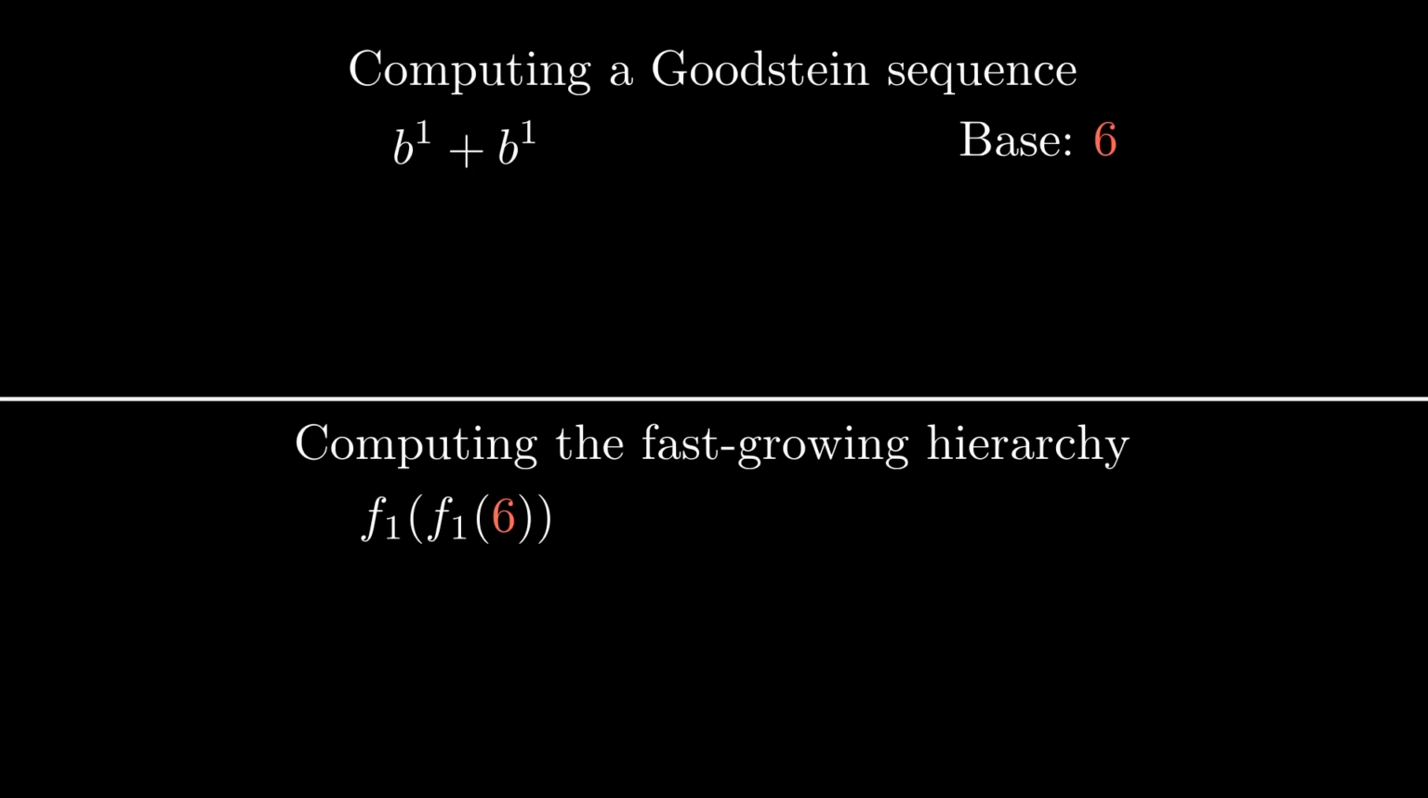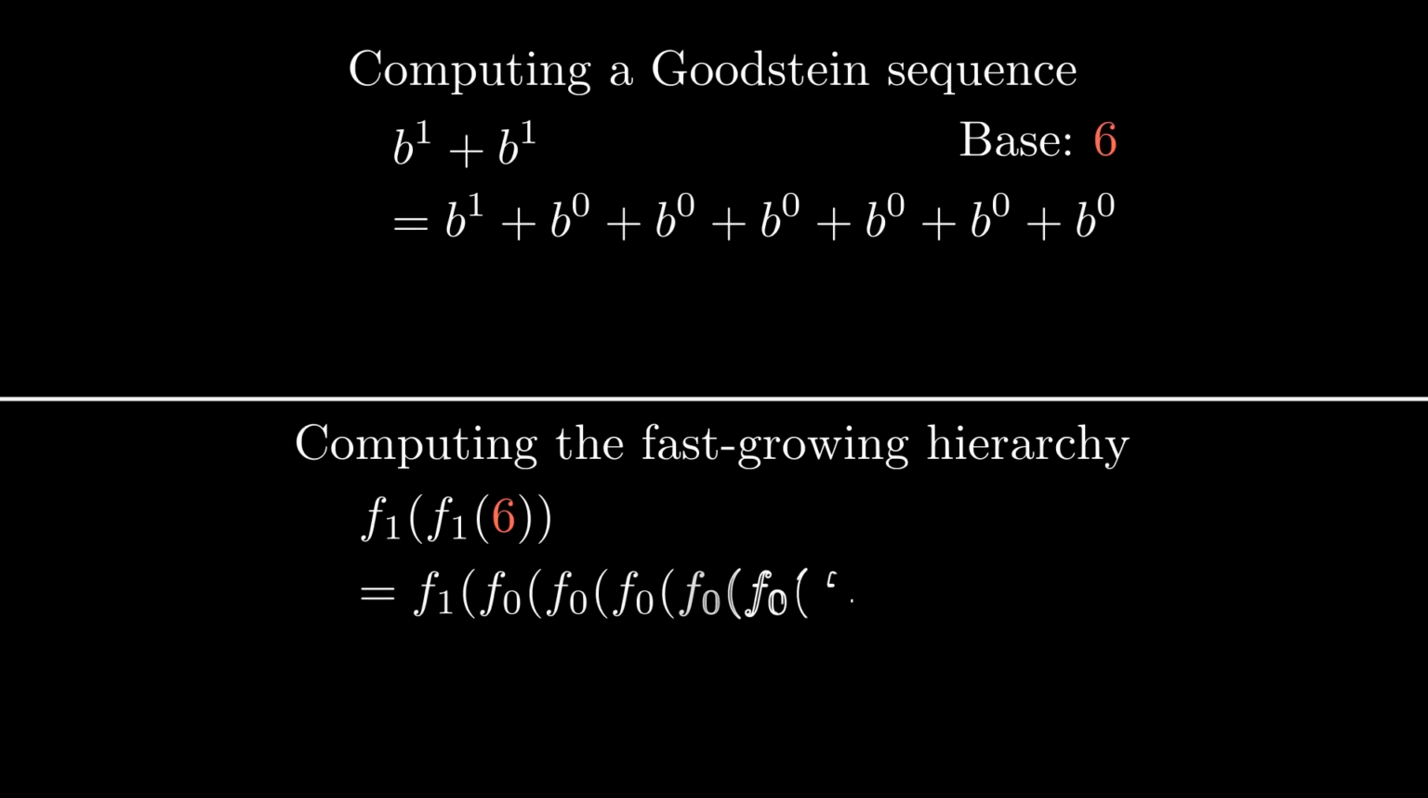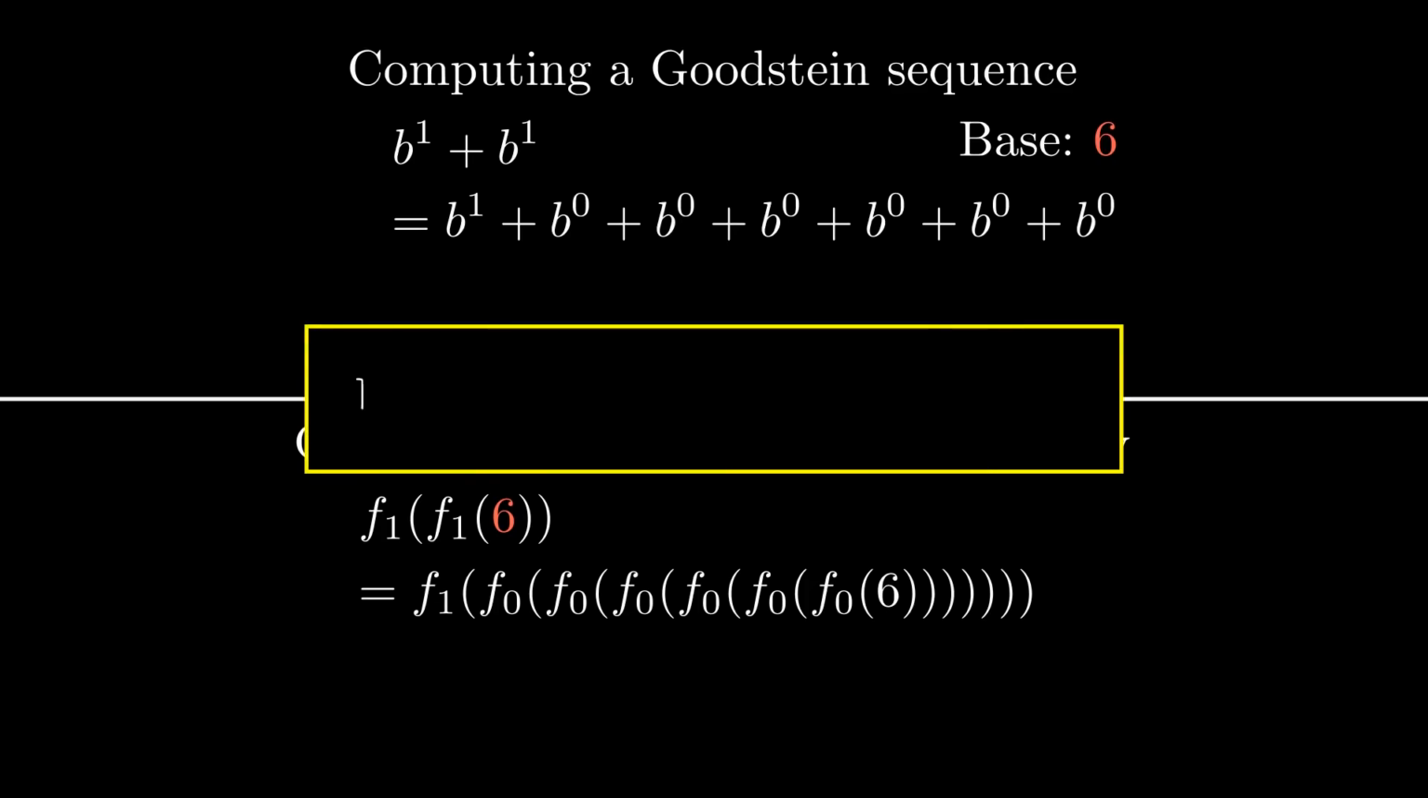Now we have to simplify. When we simplify b to the 1, we're replacing it with 6 b to the 0's because the base is 6. And when we compute f1 of 6, it is replaced with 6 f0's. They're both doing the same things still. The equivalence is between the exponents of b on top and the functions below.